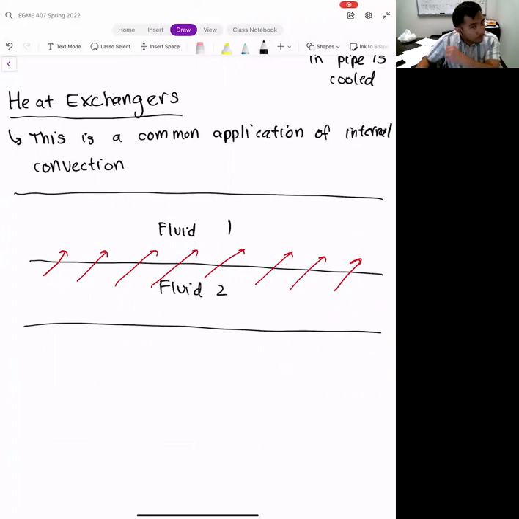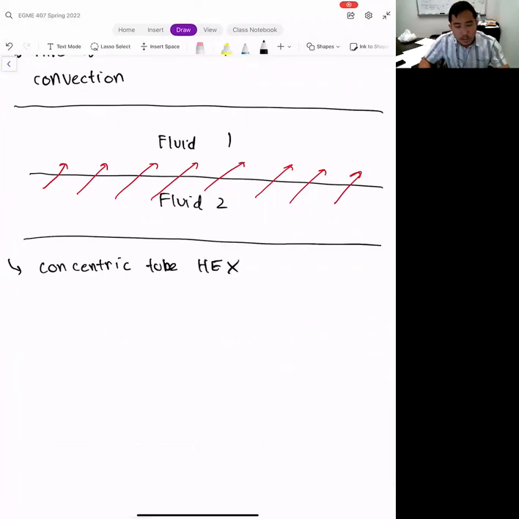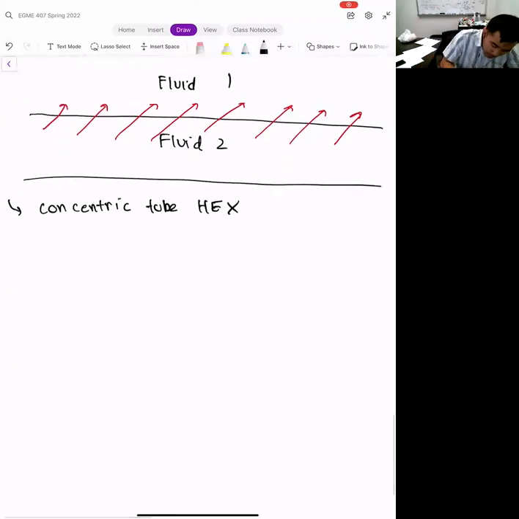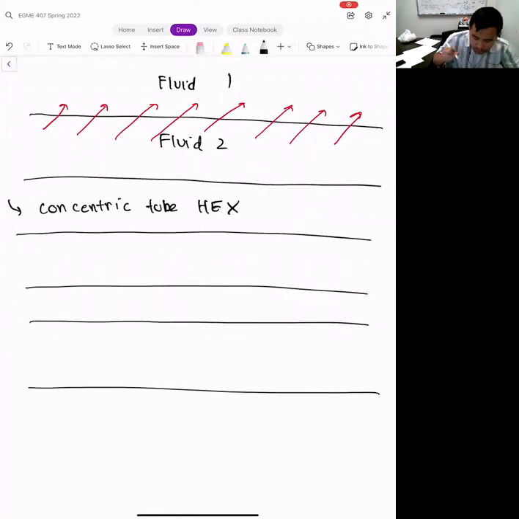And so this is kind of the simplest drawing of one, but it's not the case that we actually use in practice. And so the one that we actually analyze for the class is a concentric tube heat exchanger. And I bring this up because a lot of times when you look at a figure for a heat exchanger, you're going to see three flows, and so you're going to have something that looks like this.